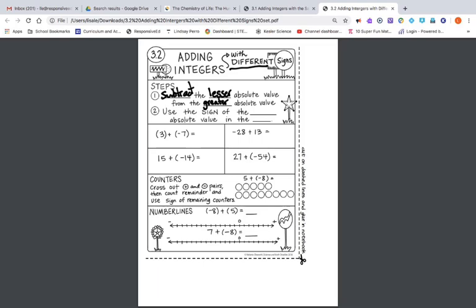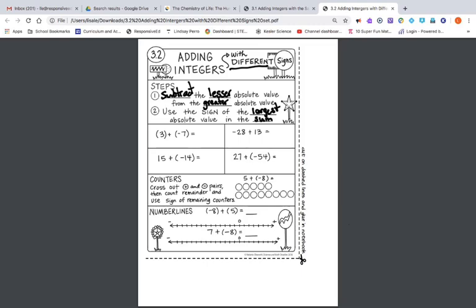So that's the first step. When you're adding with different integer signs, you're really going to subtract, and you're going to subtract the smallest absolute value from the greatest absolute value, and then you're going to use the sign of the largest absolute value in the sum.